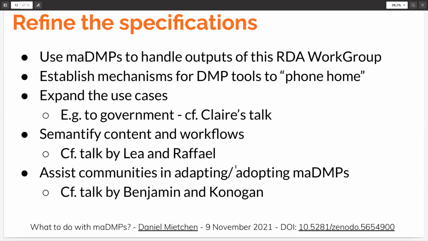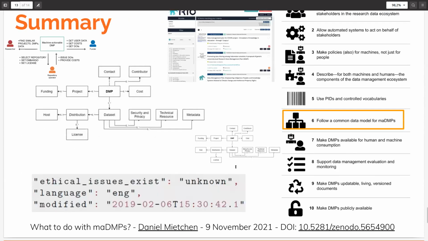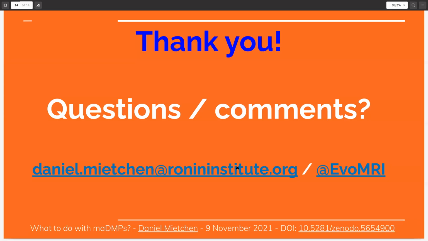And the talk by Leah and Raphael will look into this. And then we should assist communities in adapting and adopting the machine actionable data management plans. And the talk by Benjamin and Conaghan is going to focus on that. And here's my summary again. So I hope by now you've seen all of these images and they help you keep the message in mind.